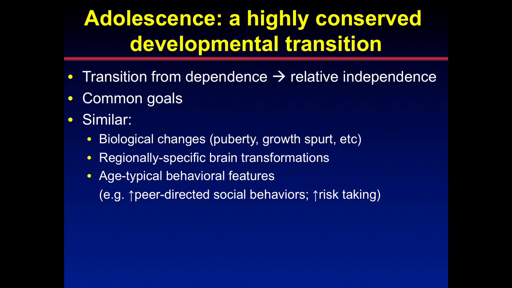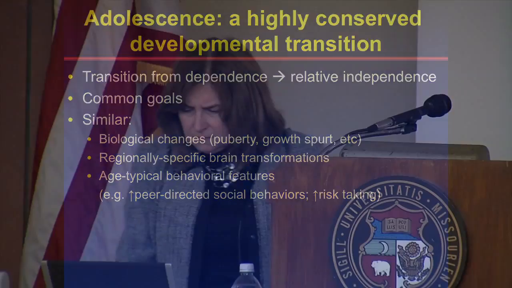You also see some similar age-typical behavioral features during adolescence in a variety of species. For instance, two that I'll be talking about today are increases in peer-directed social behaviors, and increases in risk-taking. Now, one of the problems with adolescence is you kind of slide into it and slide out of it. It consists of a lot of soft signs, so there's no single event or marker that signals its onset or its offset.